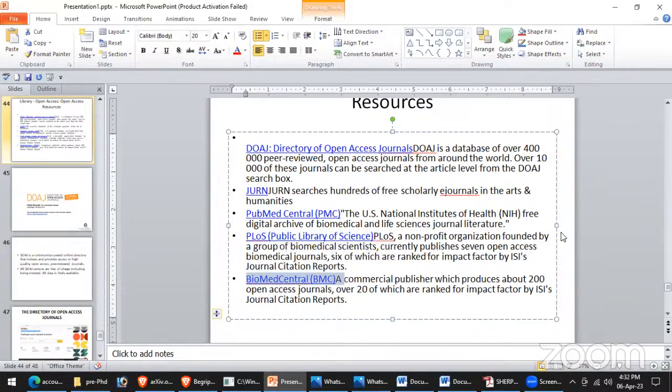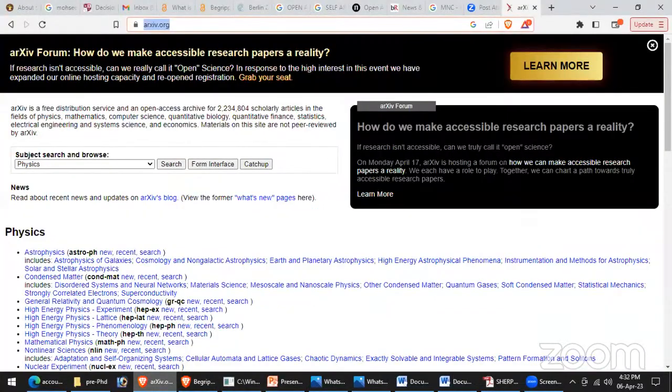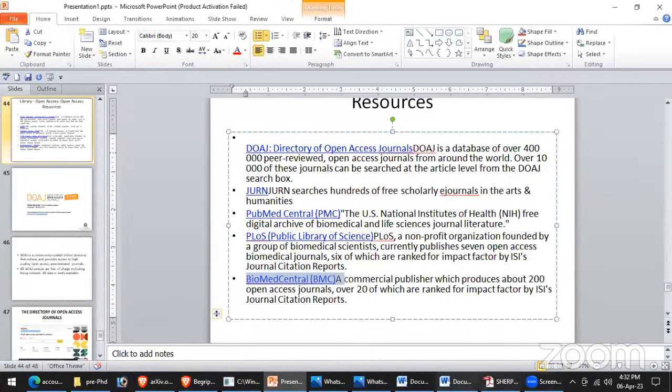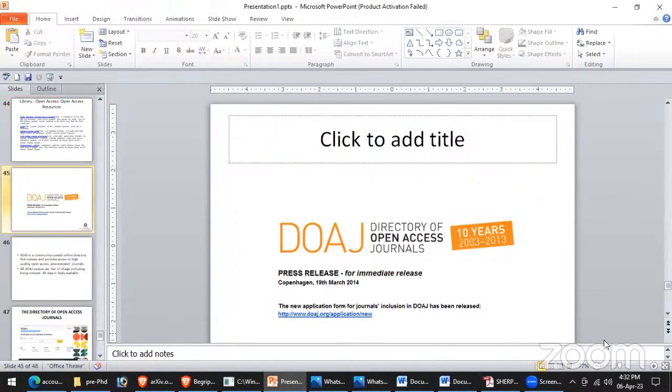BMC, biomedical. In medical sciences, there is a lot of reference required every time. Okay. And one question, previously there was a question on DOI. What is DOI? DOAJ.